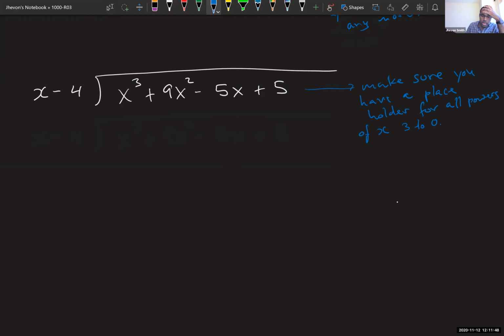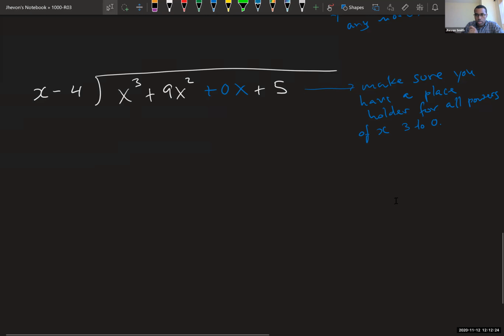So for example, if there was no 5x here, and they just told me it was x cubed plus 9x squared plus 5, I would artificially put in a 0x, right? So you want to make sure that you have a place for everything. Things have to line up correctly, otherwise you can get confused. It's very important that you line things up correctly, both in the long division method and the synthetic division method. Make sure everything is lined up underneath the bar.